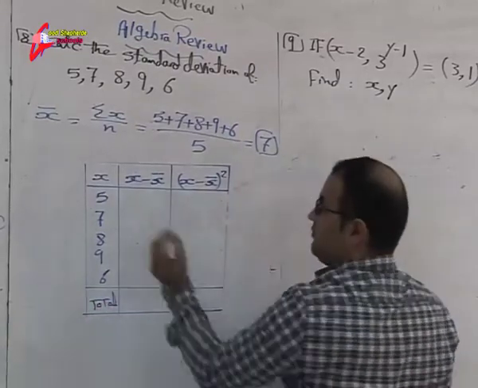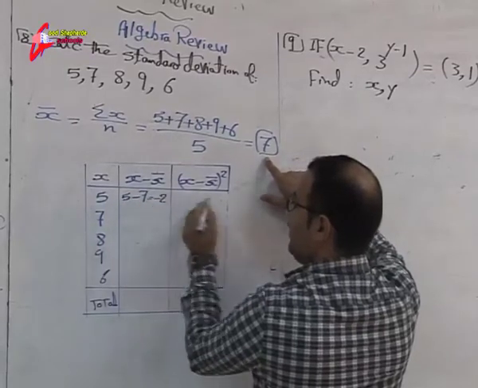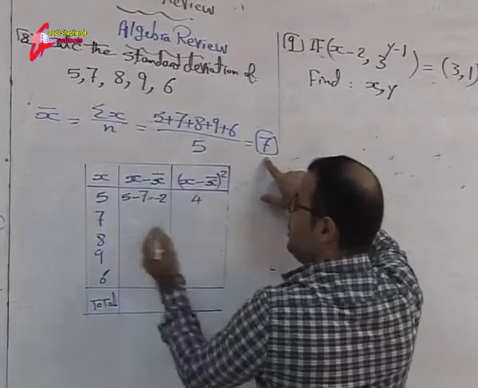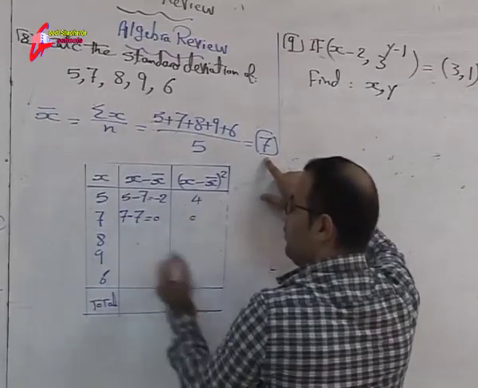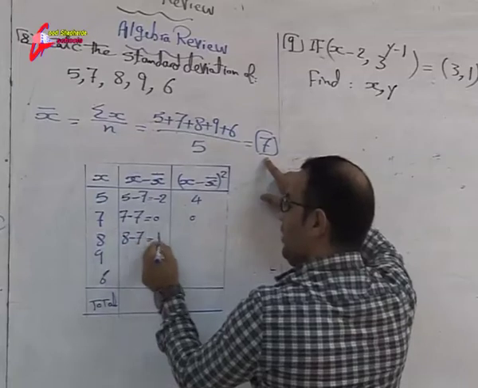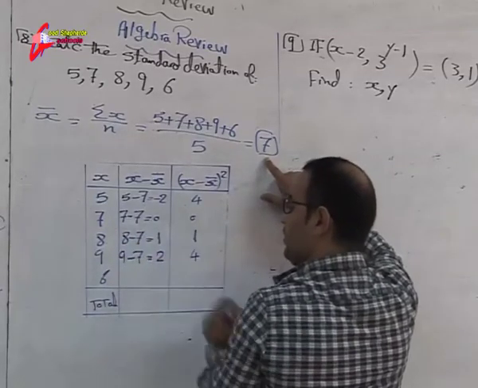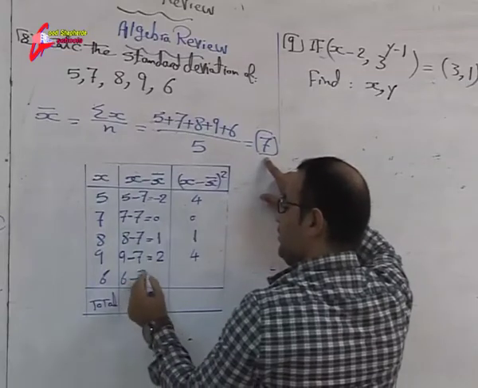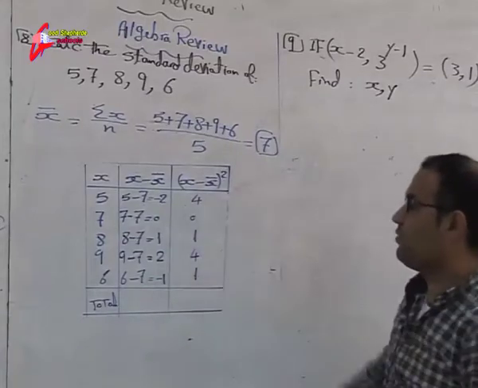Okay, here is 5. X minus x bar: 5 minus 7, it will be negative 2. The answer will be 4. 7 minus 7, it will be 0. 0 squared is 0. 8 minus 7, it will be 1. 1 squared is 1. 9 minus 7, it will be 2. It will be 4. 6 minus 7, it will be negative 1. The answer 1. Make the sum of this: 4 plus 4 plus 1 plus 1.